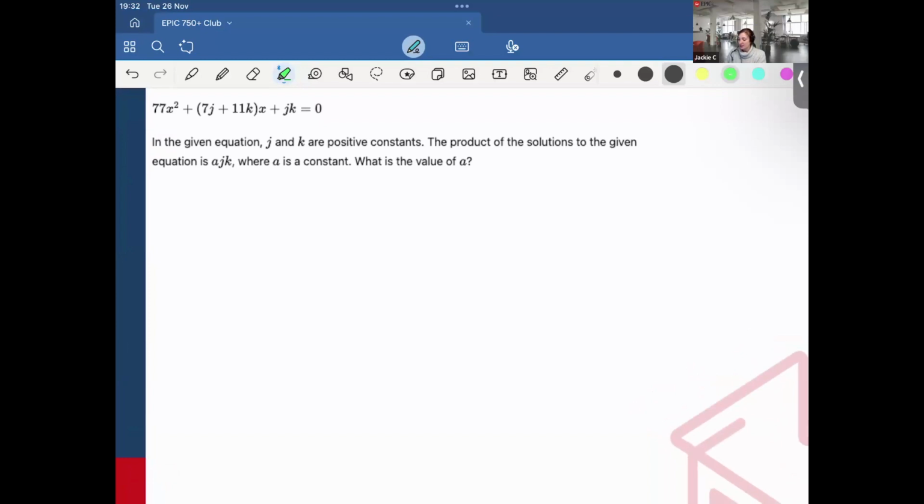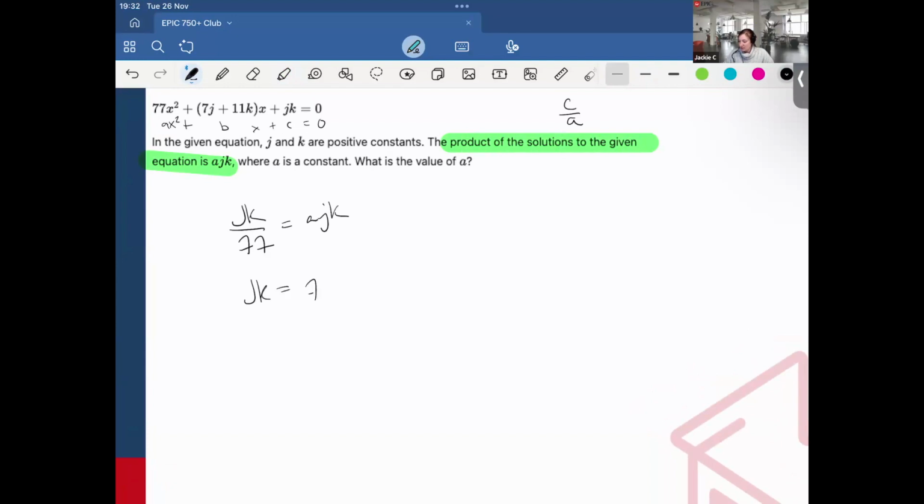So here it gives me a quadratic equation, and then it says j and k are positive constants. The product of the solutions is ajk. Okay, so for the product of the solutions, a shortcut, it's just c over a. So remember, this is ax squared plus bx plus c, it's quadratic. So all I have to do, c over a would be jk over 77. This is equal to ajk.